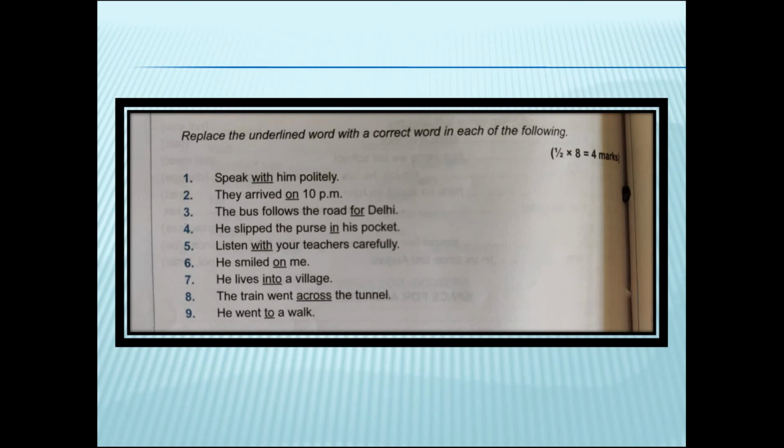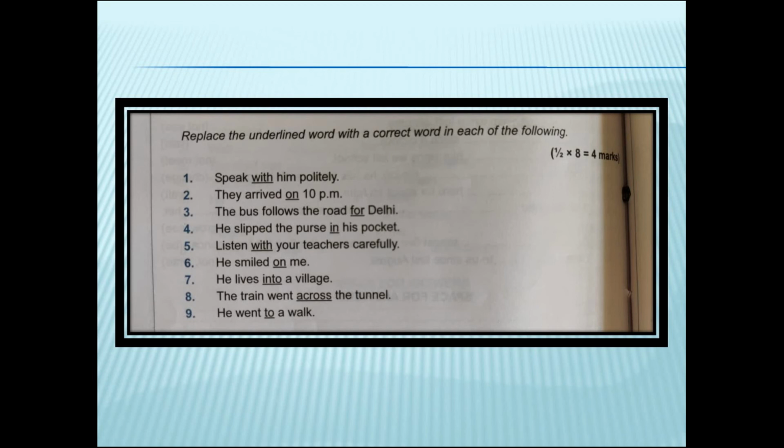Let's see the second one. They arrived on 10 p.m. Now this again is a preposition, on, but it is used incorrectly. They arrived at 10 p.m. So we are going to replace the word on with at. Clear? Let's come to the third one. The bus follows the road for Delhi. Now for is again a preposition, but incorrect. The bus follows the road to Delhi. So the correct answer is to. So we are going to replace the word for with the word to.